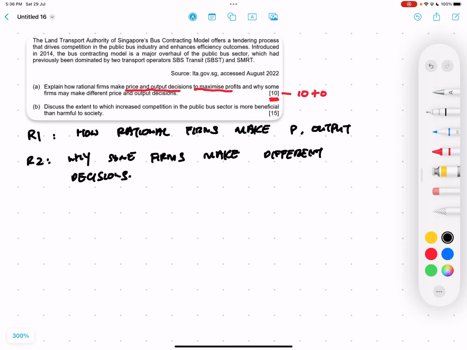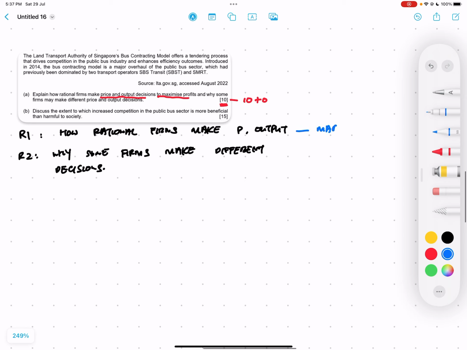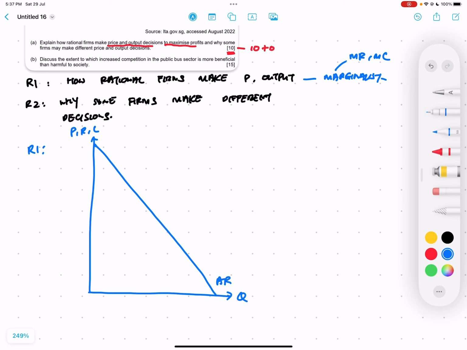Right. So the first one, R1, is answered using the marginalist principle, meaning you weigh MR and MC. So for R1, the way you explain it is like this. You can draw the profit maximizing market structure diagram. So this is AR, this is MR, this is MC. Profit maximizing firms will choose where MC equals MR. That's at QM, and then they will charge a price of PM.